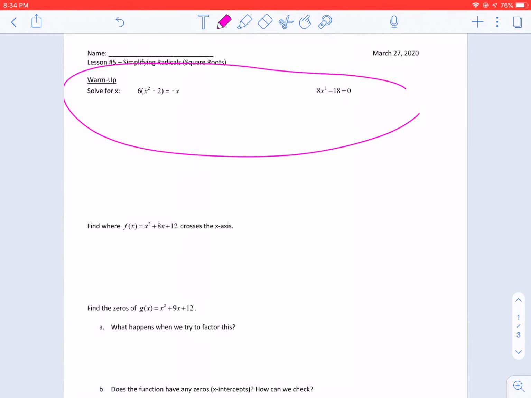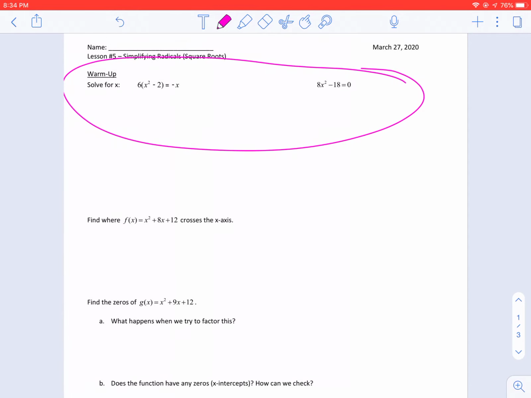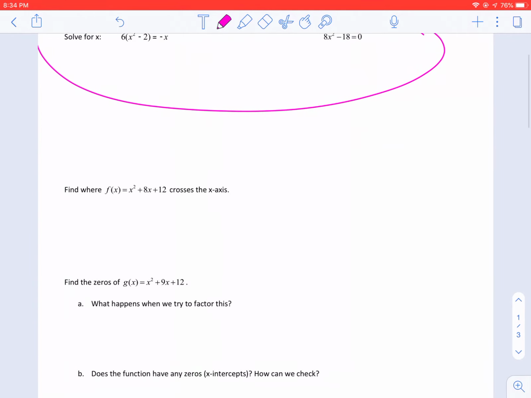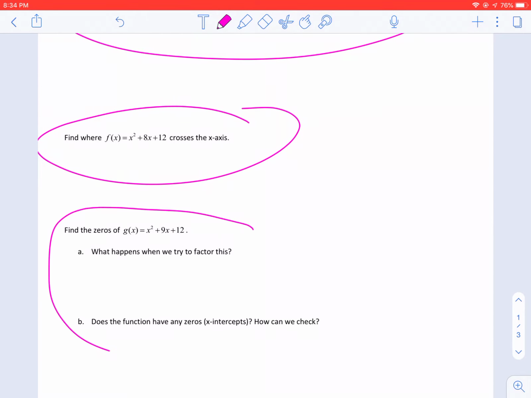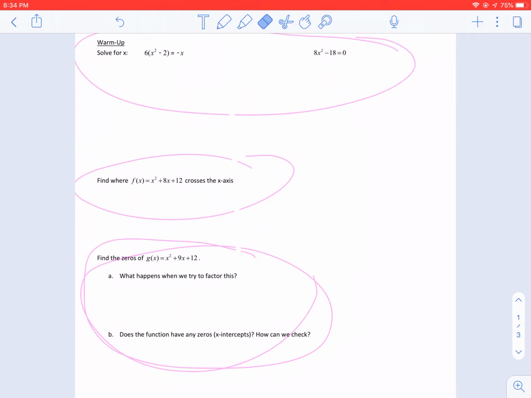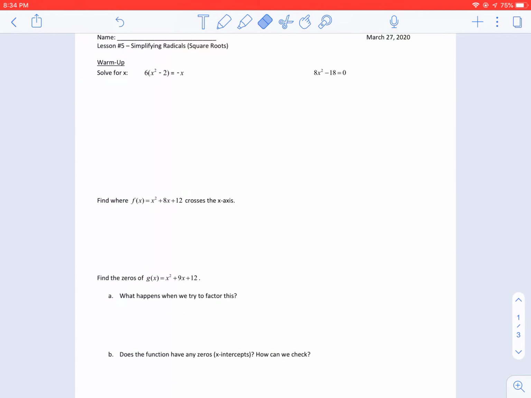So solve for x in those two equations. That should be hopefully okay by now, right? We've been doing that for a while. Find where that crosses the x-axis and attempt this last one and see how far you get with that. Alright, so go ahead and pause the video and try this first page as a warm-up.